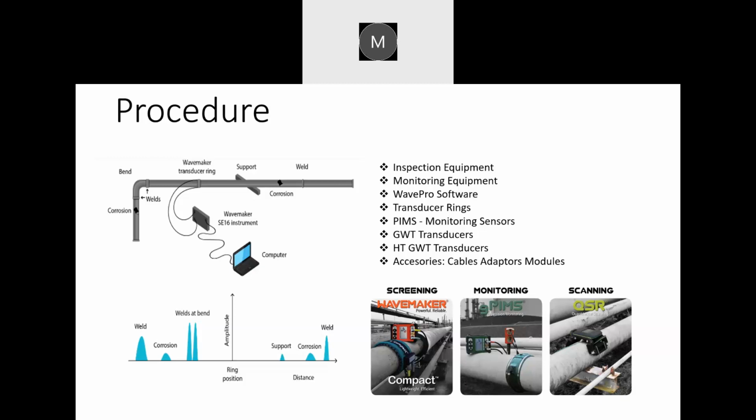Furthermore, GWT is composed of a ring of piezoelectric and magnetostrictive transducers that are coupled around the entire circumference of the pipeline. These transducers generate low-frequency ultrasonic waves that are capable of traveling through the pipeline wall. The frequency is usually in the 50 kHz range, which is much less than the 5 MHz range used in conventional ultrasonic inspection.